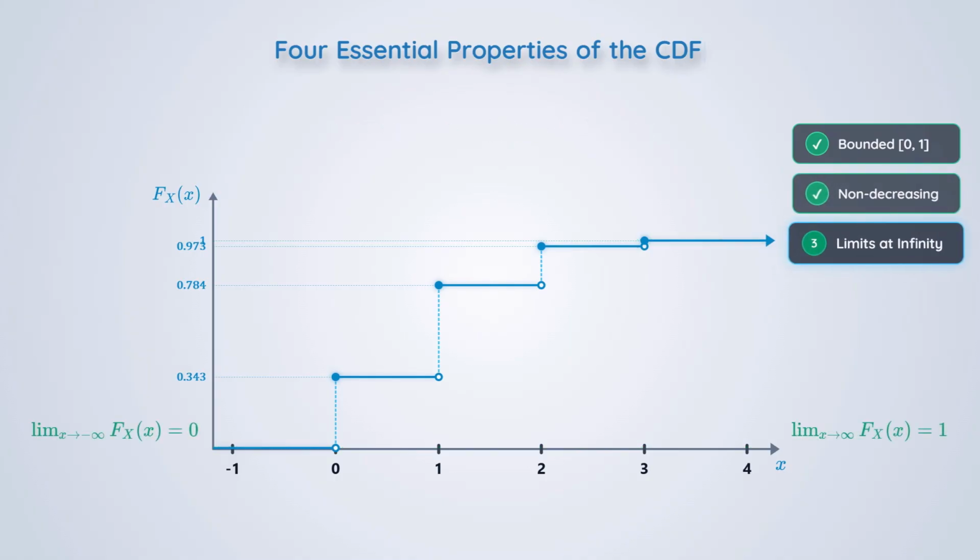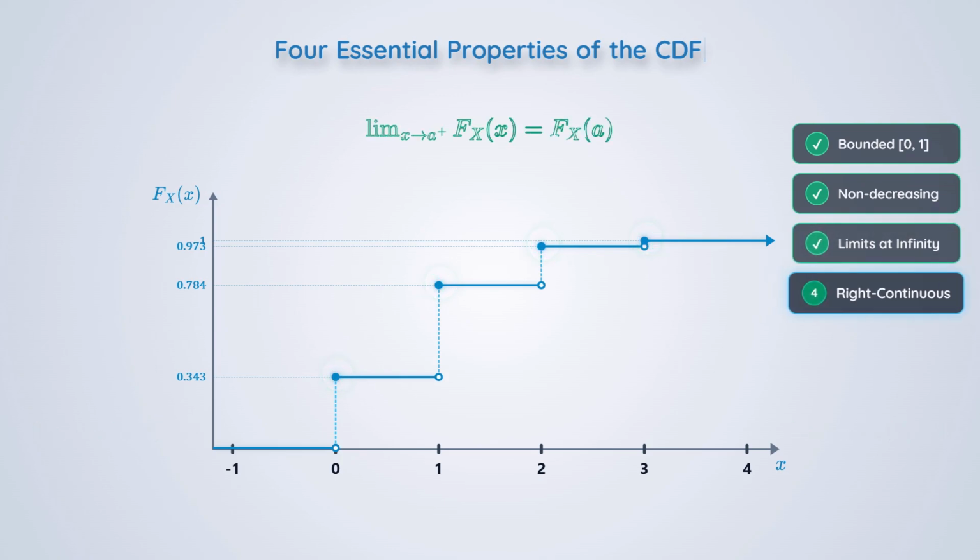3. Far to the left, it flattens to 0. Far to the right, it settles at 1. 4. And this is the subtle one. At each jump, the function takes the value at the top of the step, not the bottom. We say f is right continuous. Bounded, non-decreasing, with those two limits, and right continuous. Every discrete CDF you meet will look like this staircase.